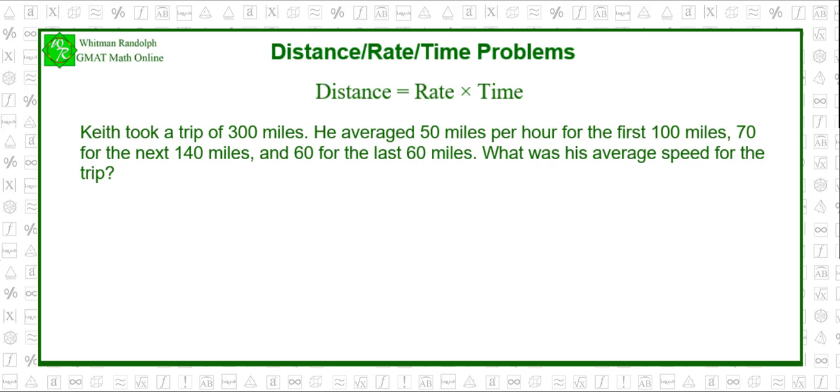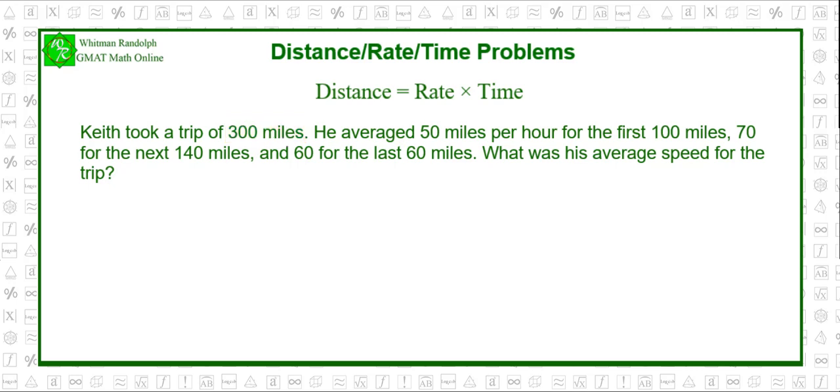He averaged 50 miles per hour for the first 100 miles, 70 for the next 140 miles, and 60 for the last 60 miles. What was his average speed for the trip? We will use the formula to determine the rate, which is the average speed. We already know the distance is 300, so we have to determine the total time.